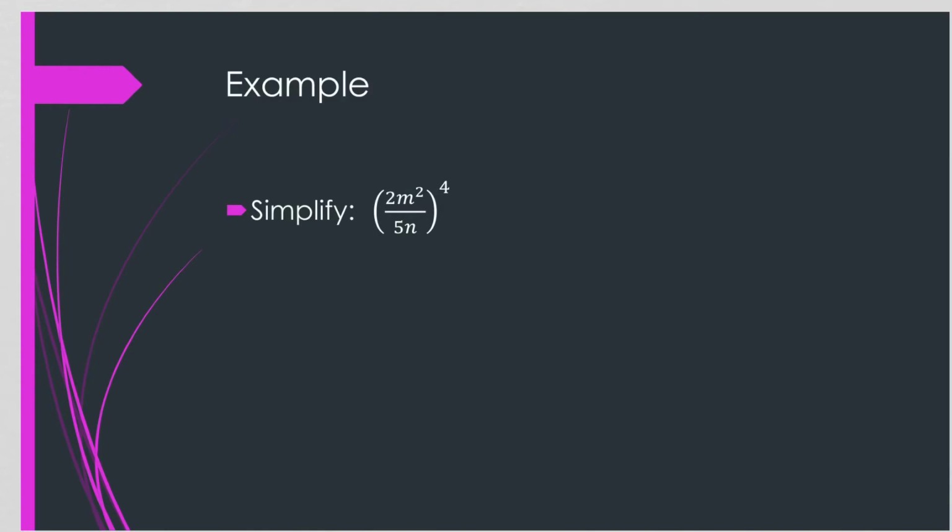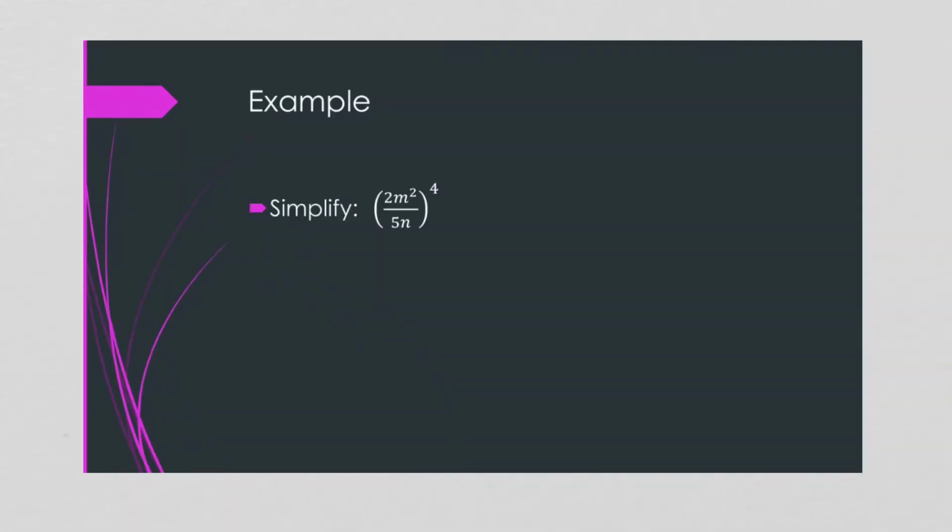All right, so a lot of people tend to focus more on the variables and they forget about the numbers, the coefficients in front of them. And so this is where you have to remember that each piece inside this parenthesis is being raised to the fourth power. So that means that we have 2 to the fourth power, m to the eighth power. Remember, power raised to a power, you multiply your powers. 5 to the fourth power, and n to the fourth power, because really this n is to the first power right there, and 1 times 4 is 4.